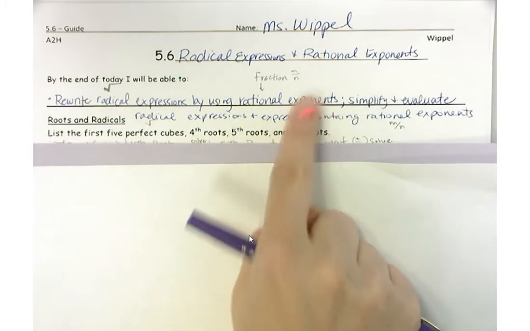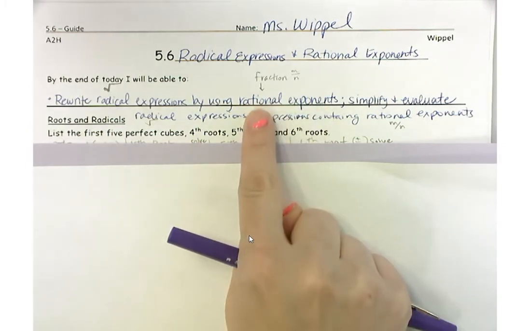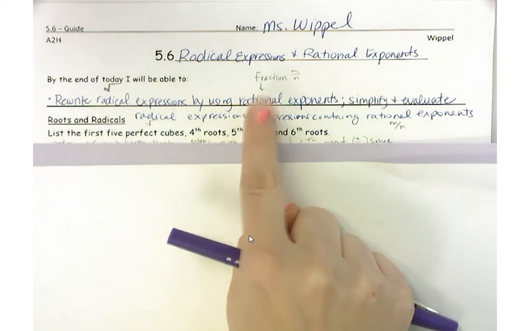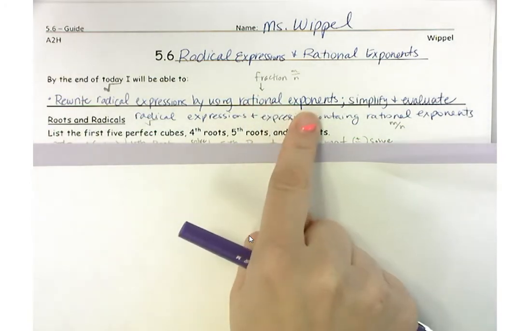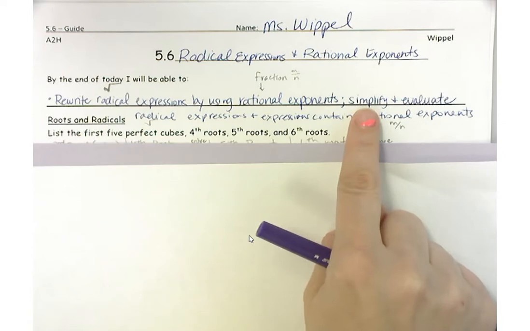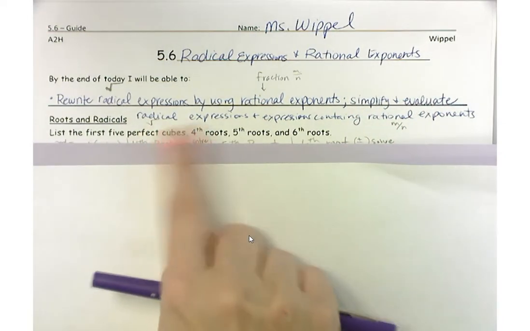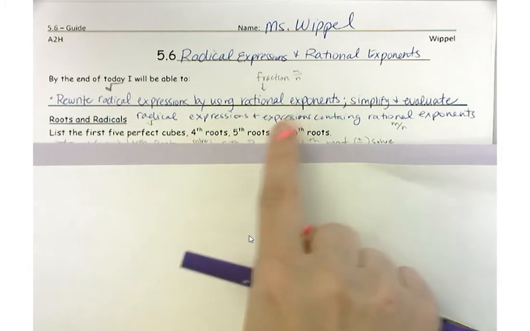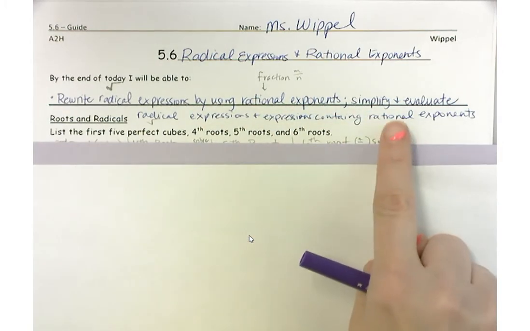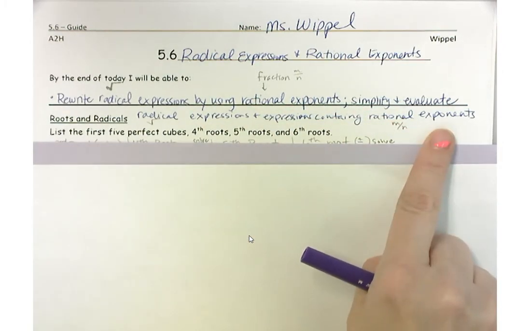Okay, so we know what an exponent is. We also know and have said before that another name for rational is just a what? Fraction. It's just a fraction. Okay, so we're going to pay special attention to some of the directions. And then we're going to do a lot of simplifying and evaluating with radical expressions and expressions containing rational exponents. Okay, so exponents that are fractions.